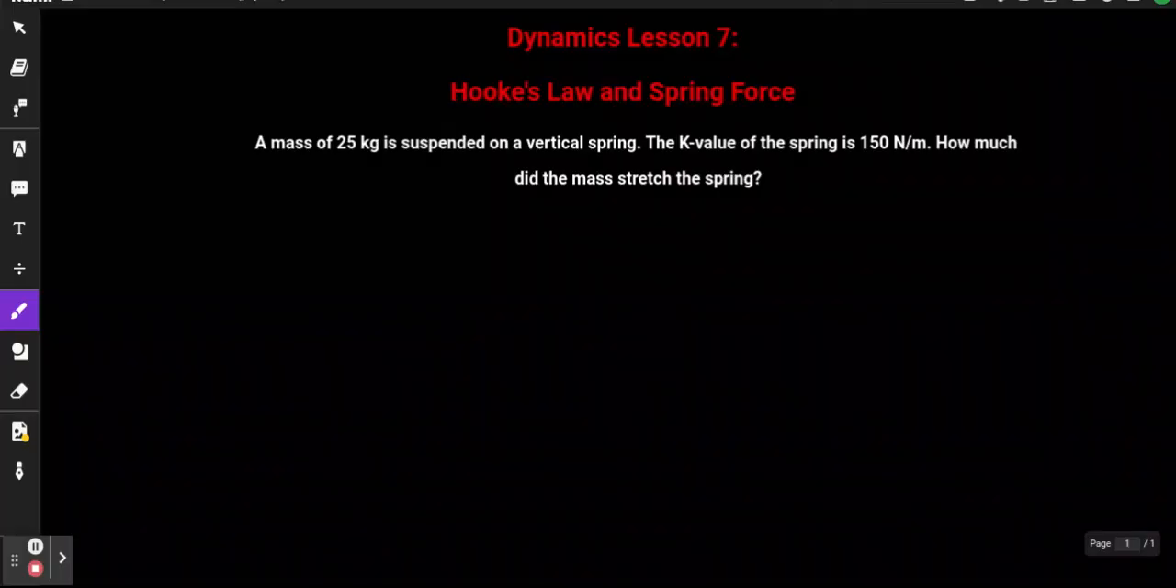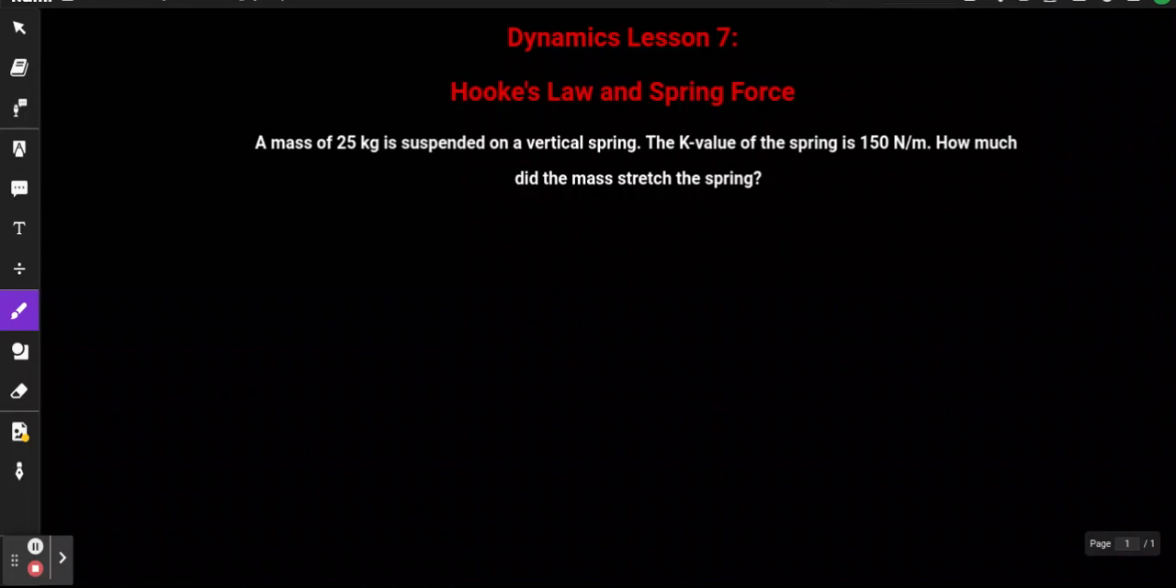Okay, so now that we know the basics of Hooke's law and spring force, let's put this idea into practice with a few different problems. So our first problem says, a mass of 25 kilograms is suspended on a vertical spring. The K value of the spring is 150 newtons per meter. How much did the mass stretch the spring?